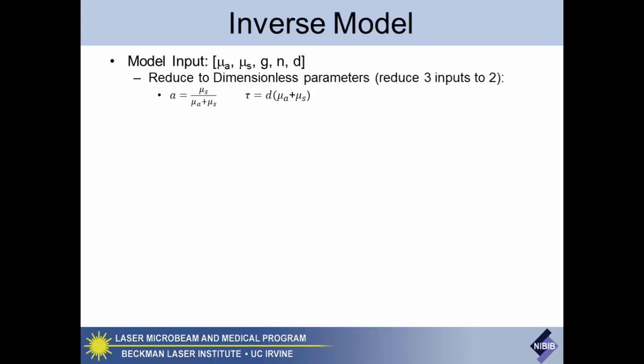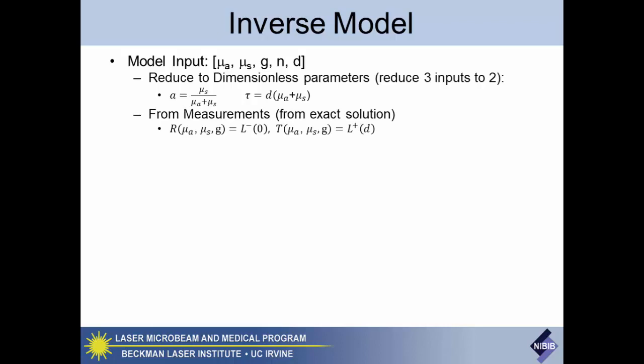So now let's go into the inverse model, because there's also a number of other things that we can try to do to reduce the dimensionality. So, you can have things to reduce 3 parameters into 2. So again, you've already been introduced to the albedo. Again, looking at something where it's a unitless measure where you have the ratio between scattering and the total attenuation, and tau, which again, this is referring to an optical thickness, where you have your physical thickness augmented by the absorption and scattering you would encounter in tissue.